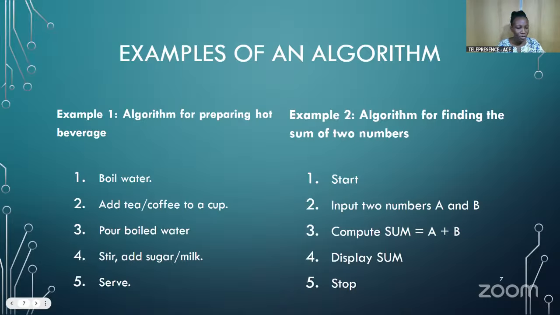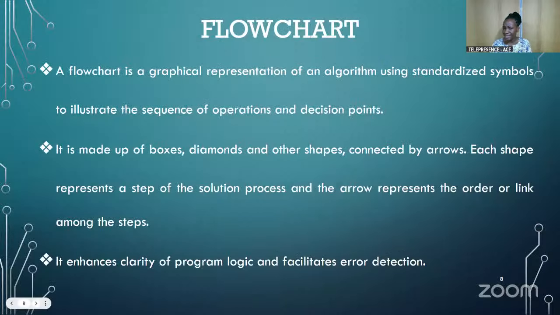All right, moving forward, we have flowcharts. A flowchart is a graphical representation of an algorithm using standard symbols to illustrate the sequence of operations and decision points. You know, we humans, we are audiovisual. We learn by what we see, what we hear. Now, for the visual aspects, after writing algorithms, we can translate them into a pictorial or graphical representation, and that is what we mean by flowchart.